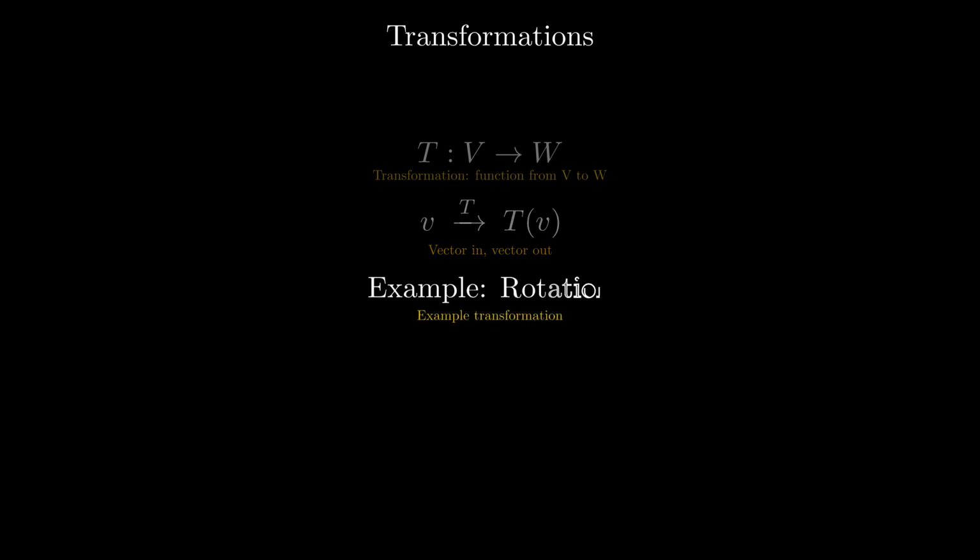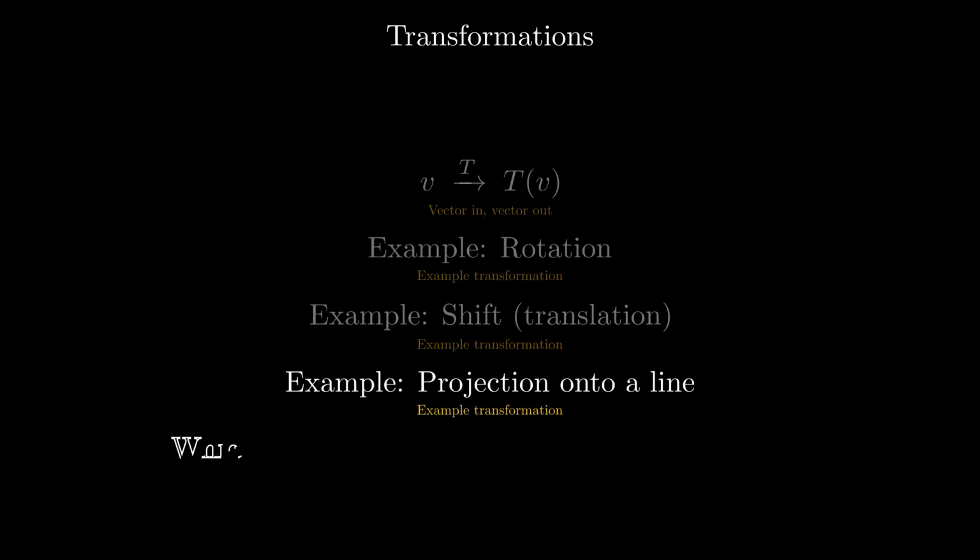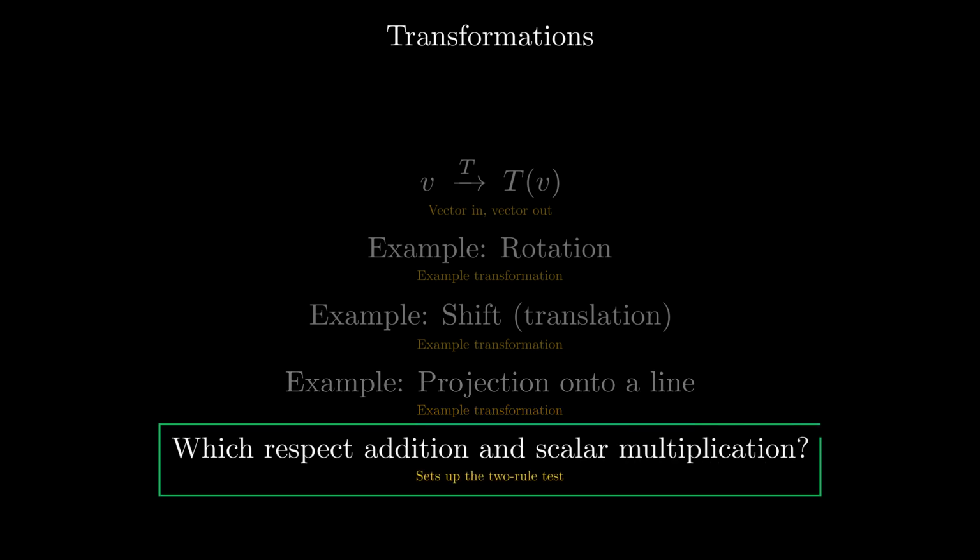First, a transformation is just a function. It takes a vector v from one space and returns a vector T of v in another. We write this as T from V to W. Think of it as a machine. You feed in a vector and you get a vector out. Rotation is one such machine. Shifting is another. And so is projection onto a line. The real question is, which of these machines respects the structure of vectors, namely addition and scalar multiplication?